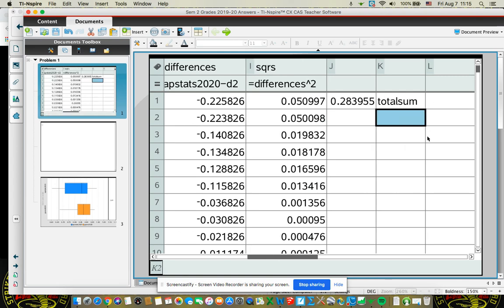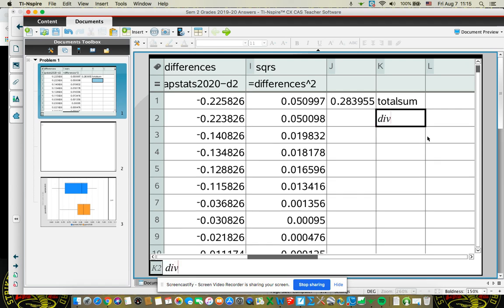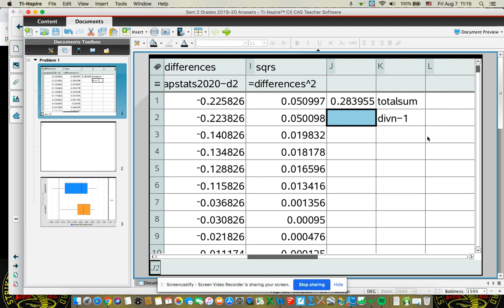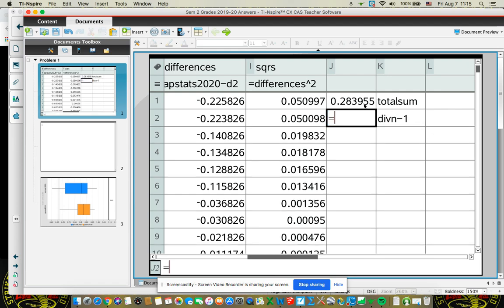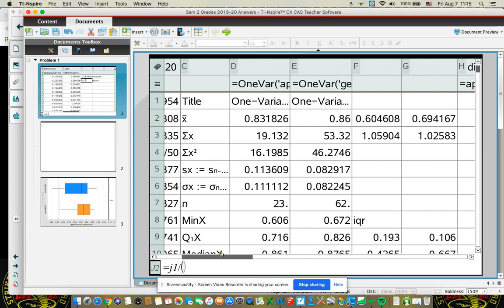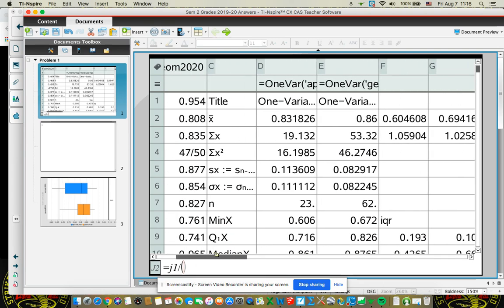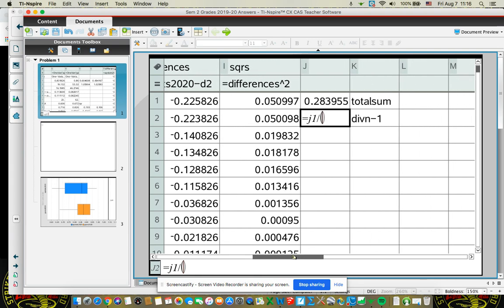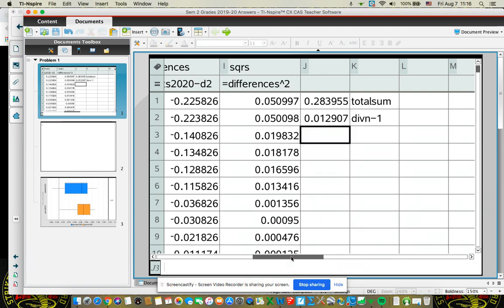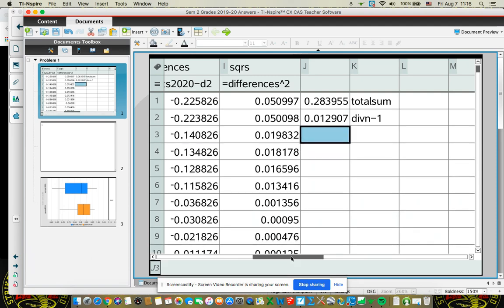Okay, so that's my total sum. Now I need to divide by n minus 1. Again, I'm just making a label. So this equals this number. And then I have to divide that by, don't forget your parentheses, n. Well, what's my n? In my first data set, I had an n of 23. So I had 23 data points. So I've got to do 23 minus 1. So I will do that. So that's dividing by n minus 1.